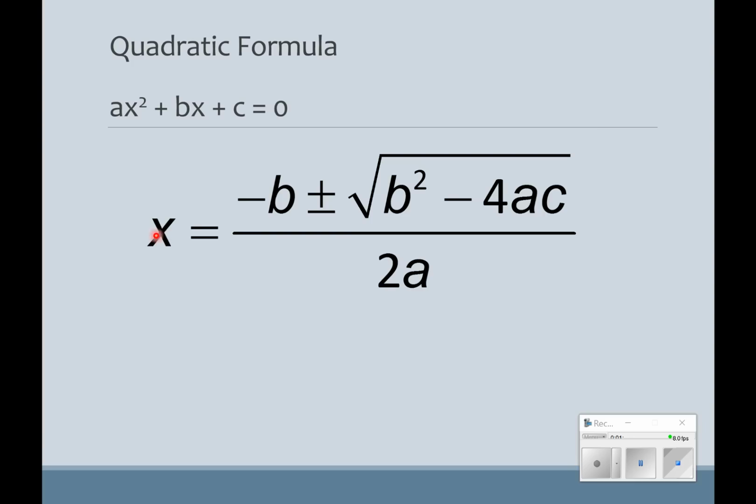Here we go. X equals negative b plus or minus the square root of b squared minus 4ac all over 2a.